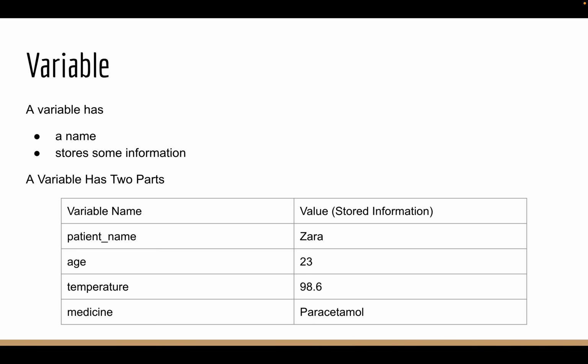For example, here patient name is the variable name and the value stored inside the variable is Sarah. Age is the variable name and the value stored inside the variable is 23. Whenever Python needs this information, it uses the variable names to access the stored value. So this is what a variable is.